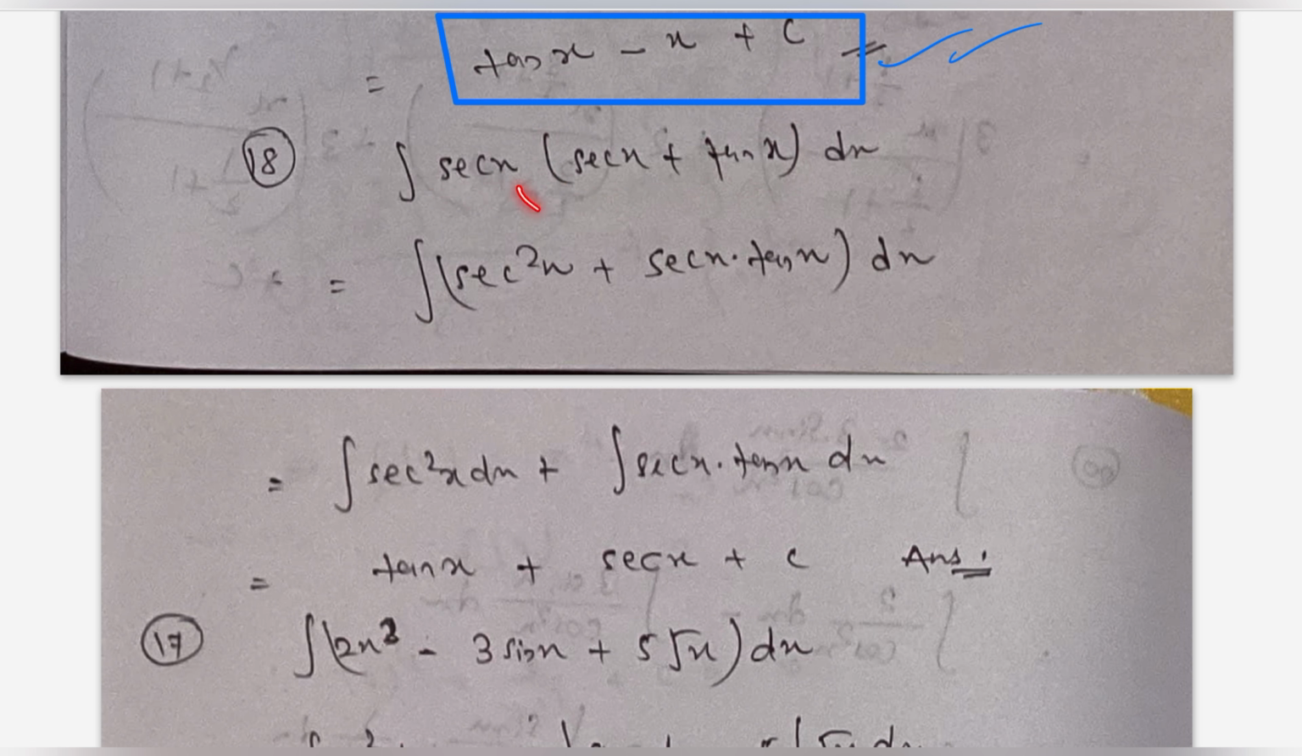This comes here, it becomes integration of sec square x dx, and then this portion, integration of sec x tan x dx. Now the integration of sec square x is tan x, and the integration of sec into tan is sec x, right? And then plus c. So yeah, that's it. This is our answer.